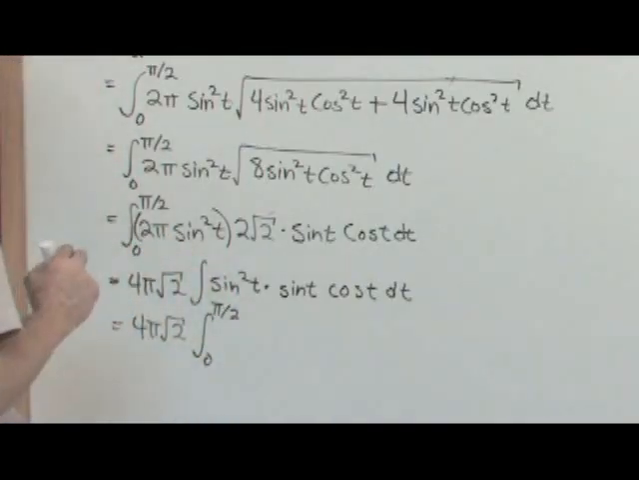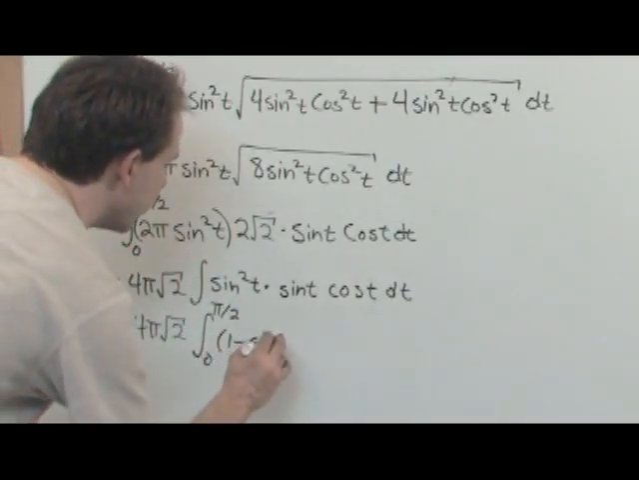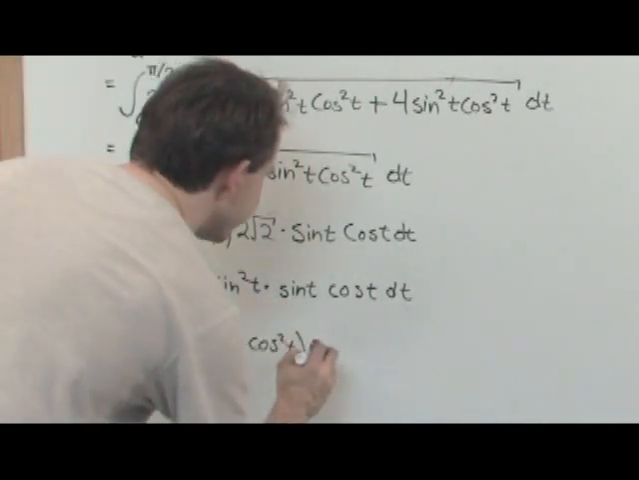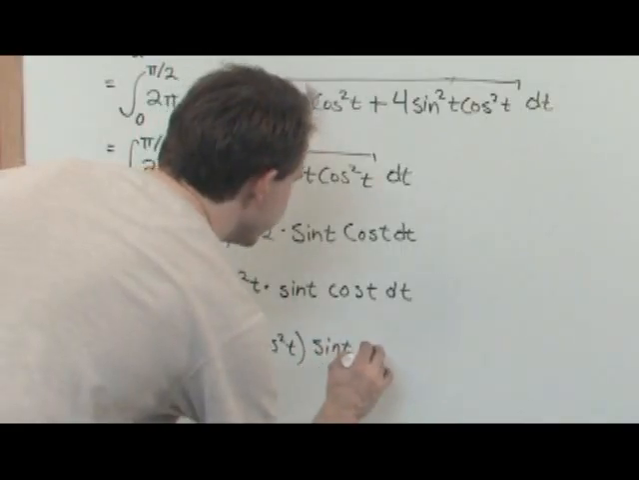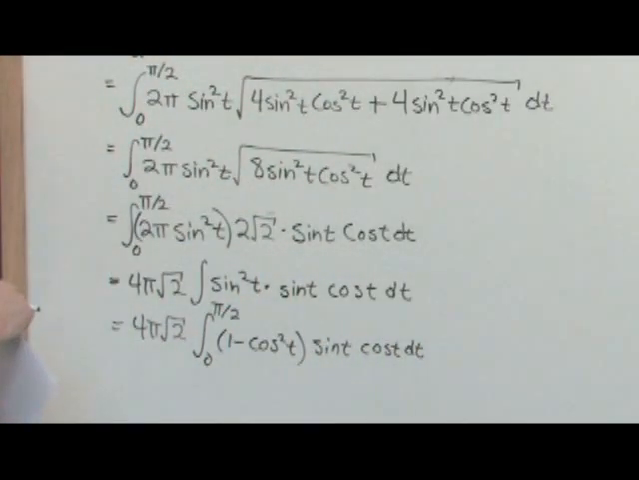I'm going to rewrite the sine squared as 1 minus cosine squared of t. Okay? And then I'm going to keep the rest of it: sine of t, cosine of t, and dt. And you're going to see why I did that. Go back to that section on trigonometric integrals if you don't quite understand why I'm going to do that.